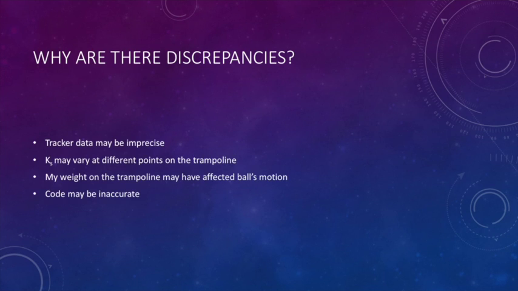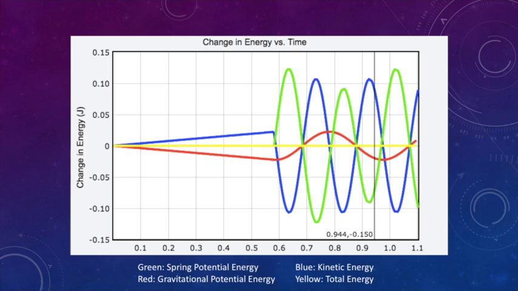So why do these discrepancies exist? This is not a perfectly designed experiment. Tracker data of the basketball's motion may be inaccurate. Also, the trampoline in reality is not a single spring, but a collection of several smaller springs arranged in a circle. Because the trampoline is quite wide, the actual spring constant may vary at different points on the trampoline's surface. The fact that the weight of my body was also on the trampoline when I dropped the basketball could have also affected the spring and thus its motion. Finally, my code may not be perfectly representative of the experiment.